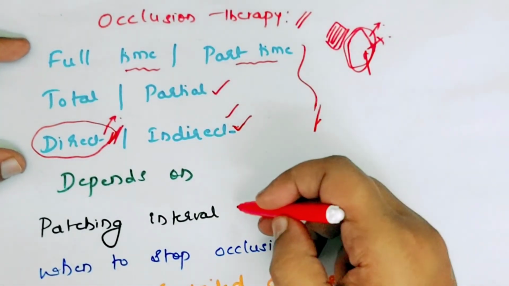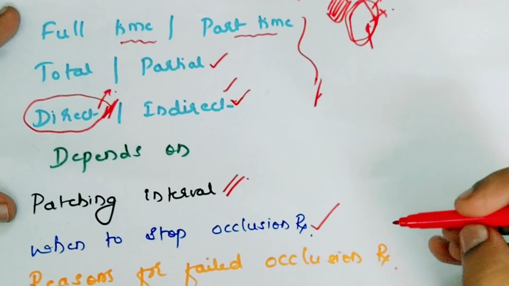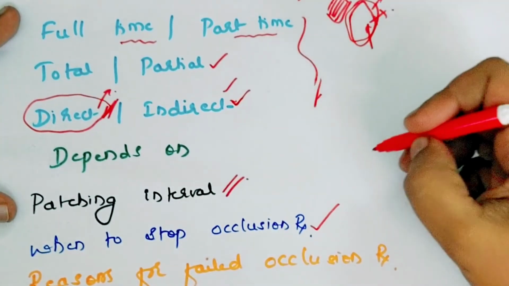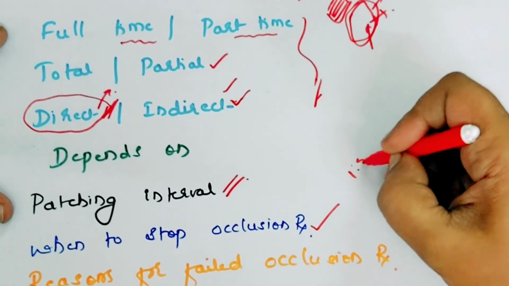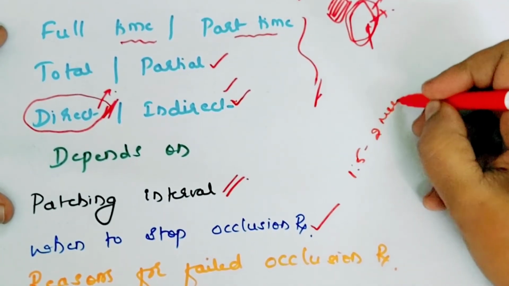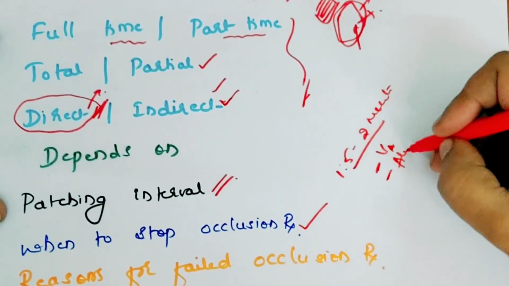The next is what is known as the patching interval, which is shown in the table. Depending upon the age of the patient, the interval is followed. Okay. Next question is when to stop the occlusion treatment. So you started the occlusion therapy, and then you will call the patient for follow-up after 1.5 to 2 months and look at the vision, and then the alignment of the eye.